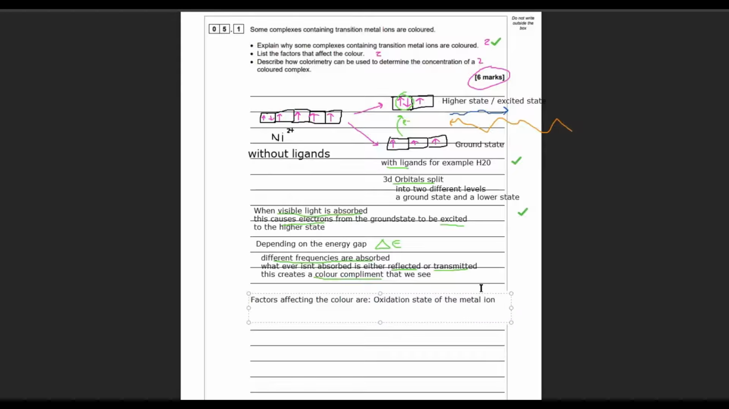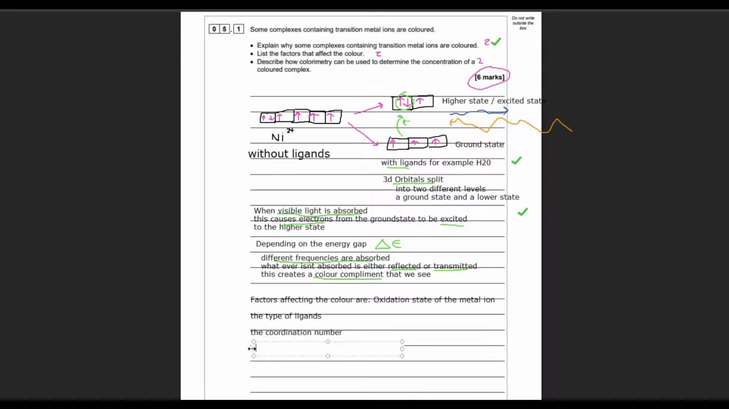Okay, so anyway, let's move on. That's the first stage covered, and I've underlined in green the points that are essentially the mark scheme points of my explanation. The next one is to list the factors that affect the color. The factors that affect the color are the type of ligands, the coordination number, the type of metal, and the oxidation state of the metal ion.